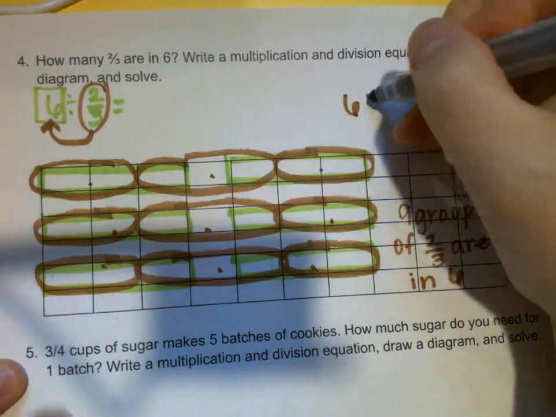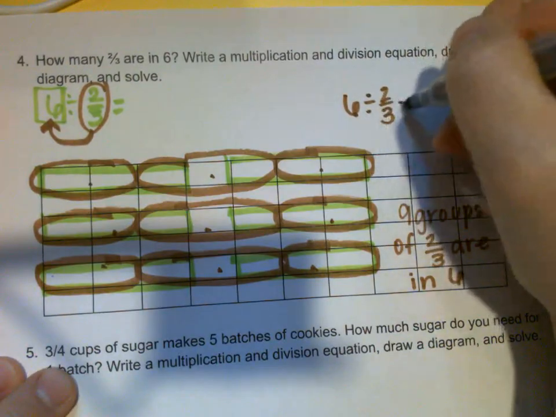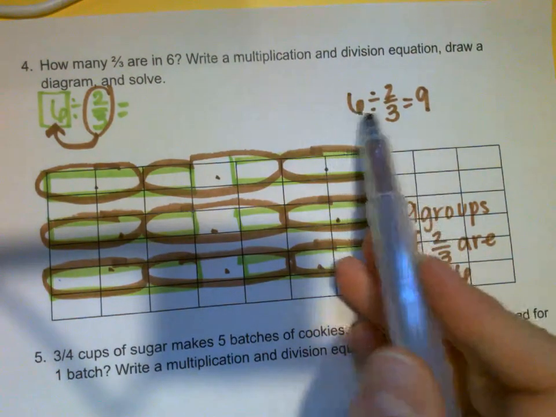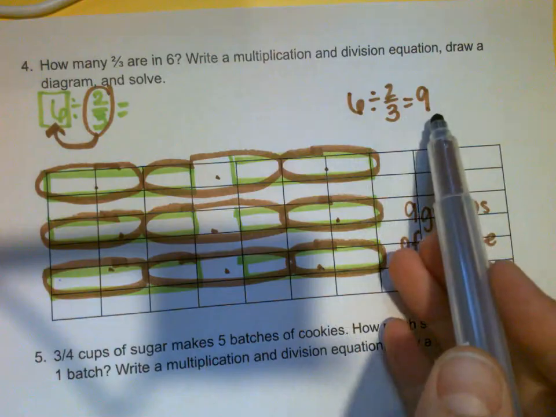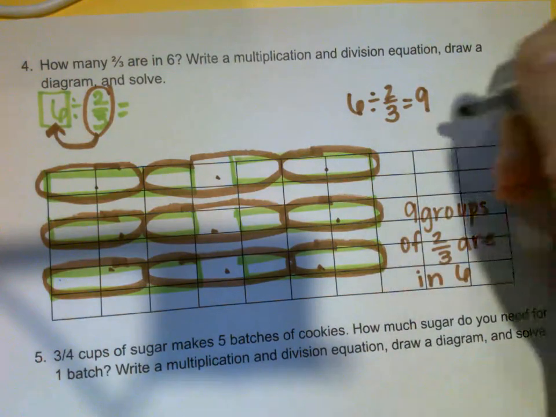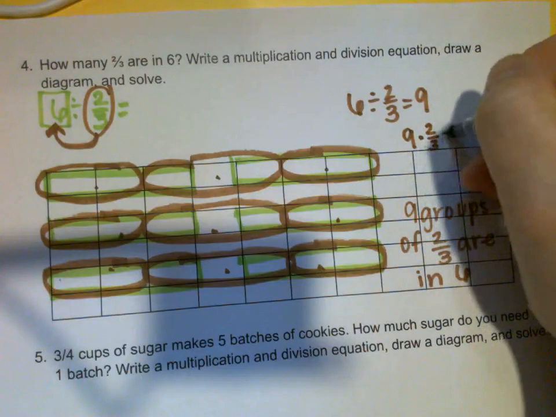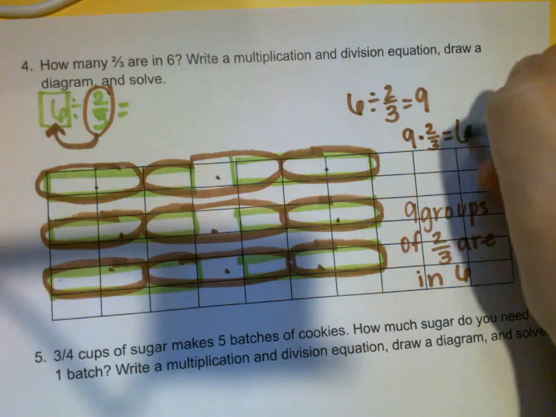So 6 divided by 2/3 equals 9. So what I've done here is I've taken my 6 and I've cut it up into size pieces that are 2/3, and there's 9 pieces. If I want to glue everything back together, I can. I just take all 9 pieces that are size 2/3, glue them back together, and I'm back where I started at 6.